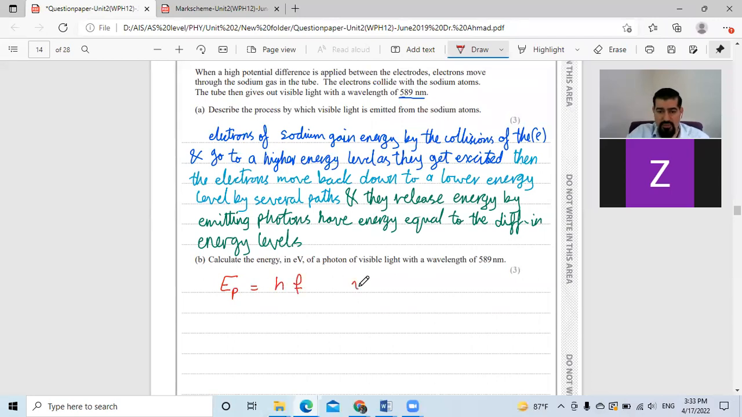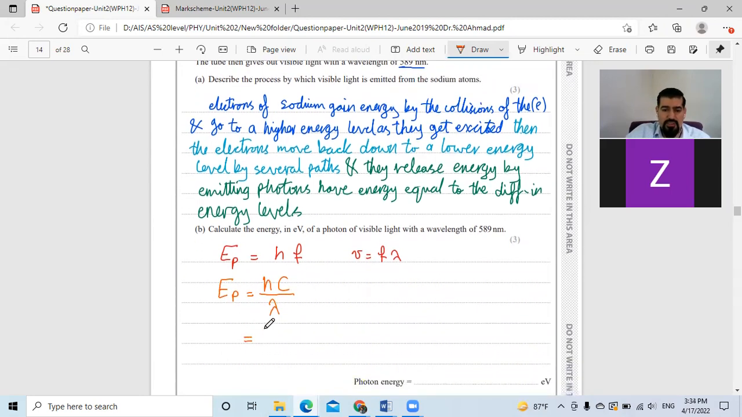And since we don't have the frequency, we know that the speed equals frequency times wavelength, and the speed is the speed of light, right? So what will the formula be? Energy of the photon equals Planck constant times speed of light divided by what? The wavelength. So we substitute the values here: the Planck constant, which is 6.63 times 10 to the power of negative 34, times the speed of light, which is 3 times 10 to the power of 8, divided by the wavelength, which is 589 times 10 to the power of negative 9, nanometer to meter.